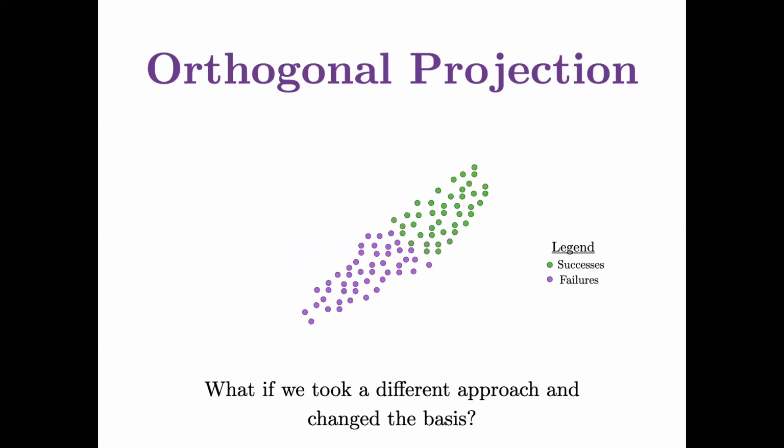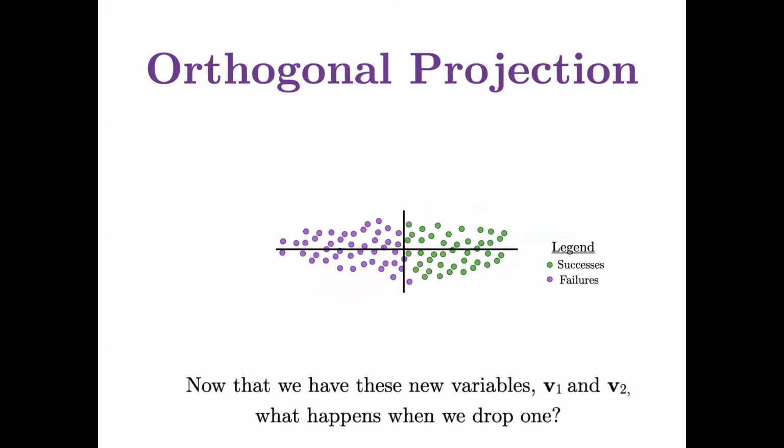What if I wanted to draw new axes? And those axes looked like those drawn here. Now, it would be unusual for us to draw a picture in this way with axes on a tilt. We tend to like to have our pictures, you know, perpendicular to the horizon or parallel to the horizon. But now I have some new variables, V1 and V2. So what happens when we drop one?